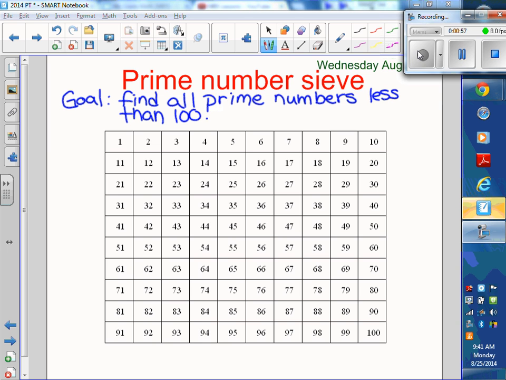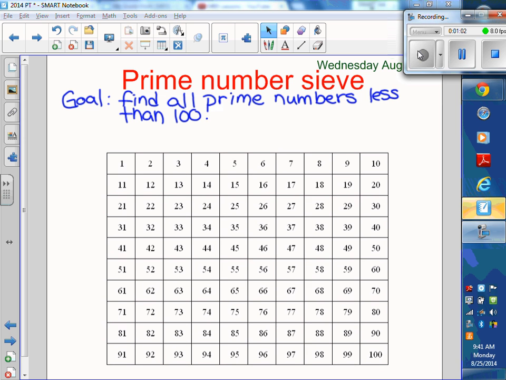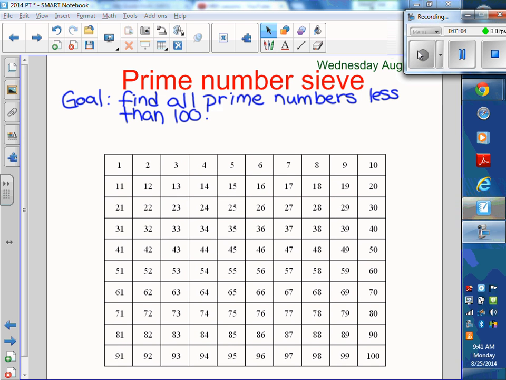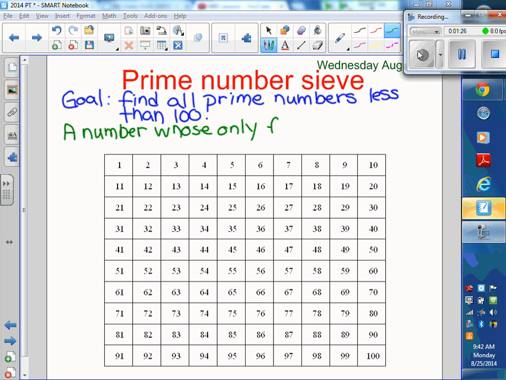Okay, in order to do that, you have to know what a prime number is. And I know from elementary school, many of you know that. But we are going to review this tomorrow too. A prime number is a number that has only two factors, so a number whose only factors are 1 and itself.